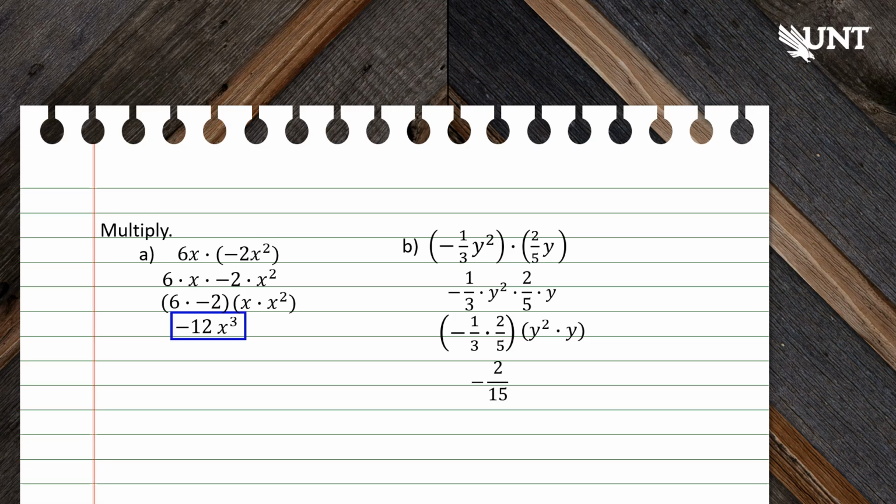Now we look at the variables. Y squared times y uses the product rule of exponents, which is where we keep the base and add the exponents, giving us y to the third. So our answer is negative 2/15 y cubed.